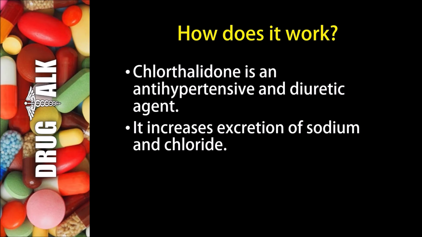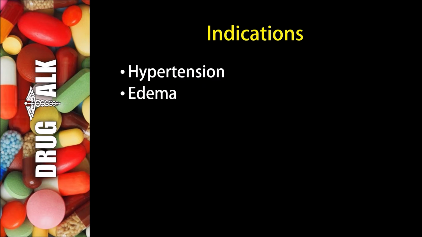So how does chlorthalidone work? Well, chlorthalidone is an antihypertensive and diuretic agent. It increases excretion of sodium and chloride. In terms of indications or reasons we would prescribe this medication to a patient, we often see it used in the treatment of hypertension or high blood pressure. It can also be used in the case of edema.